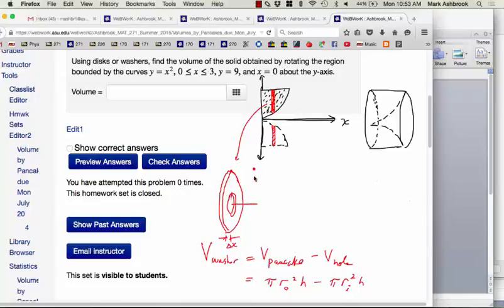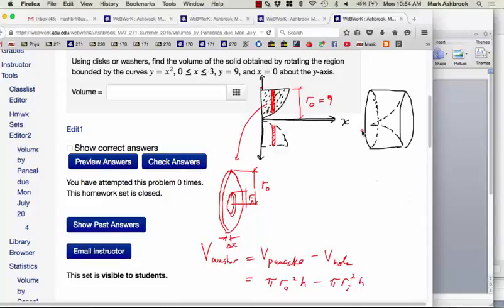Now we have R outer and R inner. Here's R outer and here's R inner. So we have to go back up and look at this picture to figure out what our outer radius is. We're revolving around the x-axis, so that's our center. She says 9. Is it always 9, or does the radius change as we go across x? No, it's always 9, because look, it's horizontal. The distance from the x-axis along this whole thing is always 9. In another problem it might change, but in this problem the outer radius is always 9.